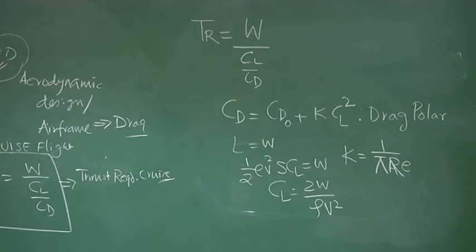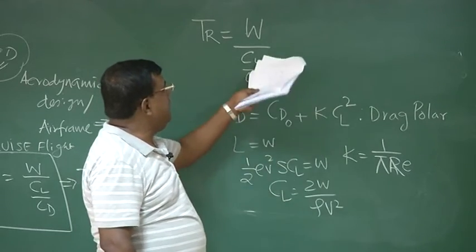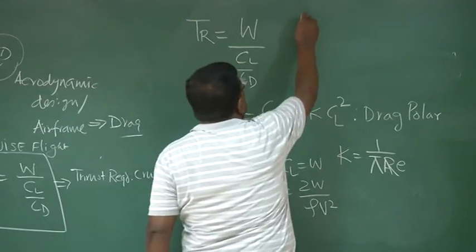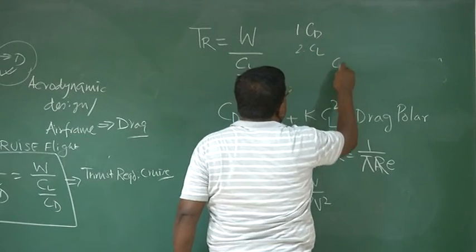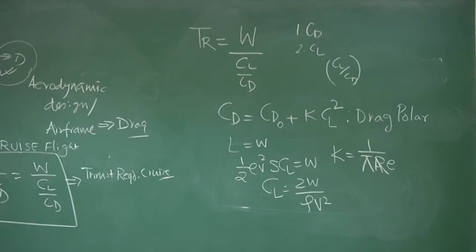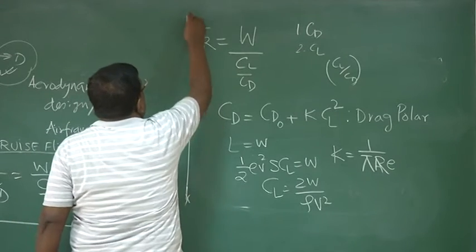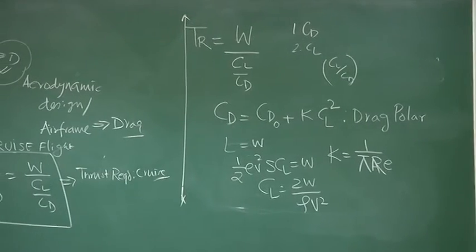Once I know this, for a given flight condition, I know CD, I know CL, so I can find out CL by CD, as simple as that. It is straightforward, and I can use this expression: W by CL by CD is thrust required. But the story doesn't end here. We have to give more insight into this expression so that a designer can handle this situation.